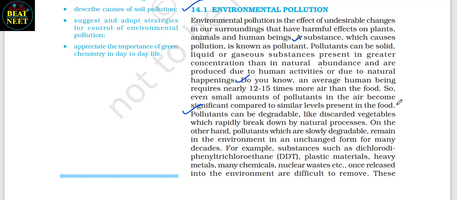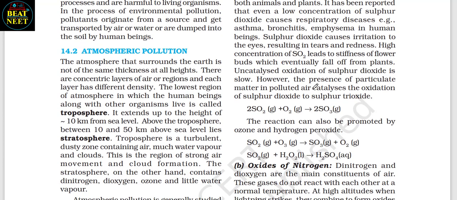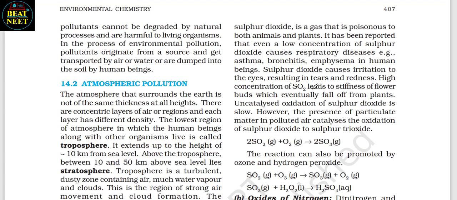Pollutants can be degradable, like discarded vegetables, which rapidly break down by natural processes. On the other hand, pollutants which are slowly degradable remain in the environment in an unchanged form for many decades. For example, substances such as dichloro-diphenyl trichloroethane, that is DDT, plastic materials, heavy metals, many chemicals, nuclear waste, etc. once released into the environment are difficult to remove. These pollutants cannot be degraded by natural processes and are harmful to living organisms.